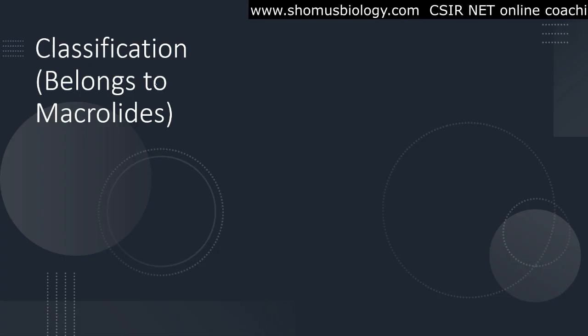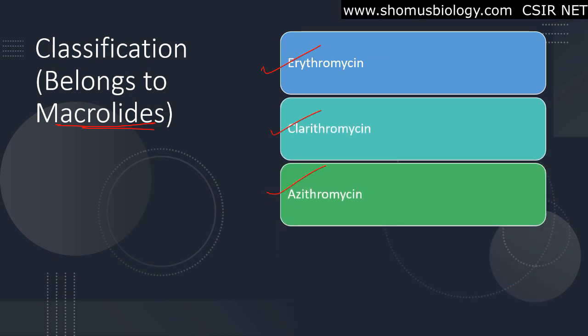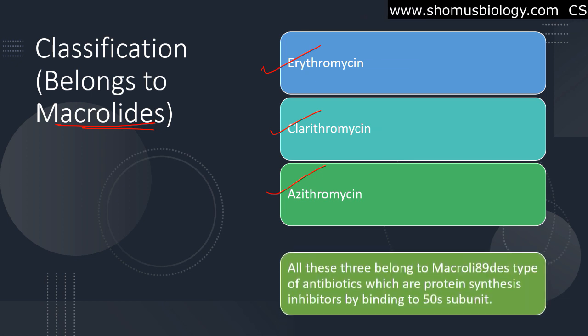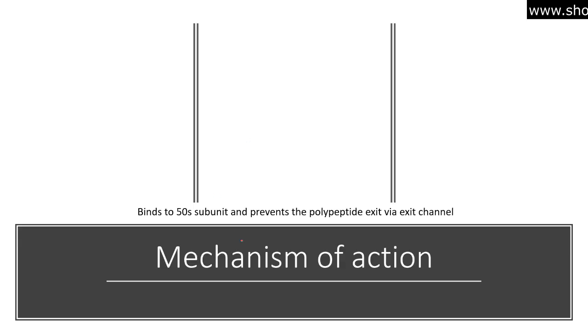So classification, as I said, azithromycin belongs to macrolides. Macrolides include different examples: erythromycin, clarithromycin, azithromycin. These are the three very common types of macrolides that we know. All these three belong to the macrolide type of antibiotic, and they are protein synthesis inhibitors. What they do is they bind to the 50S ribosomal subunit of the bacteria and inhibit the formation of peptide. So the mechanism of action is they bind to the 50S subunit and prevent the polypeptide exit via the exit channel.